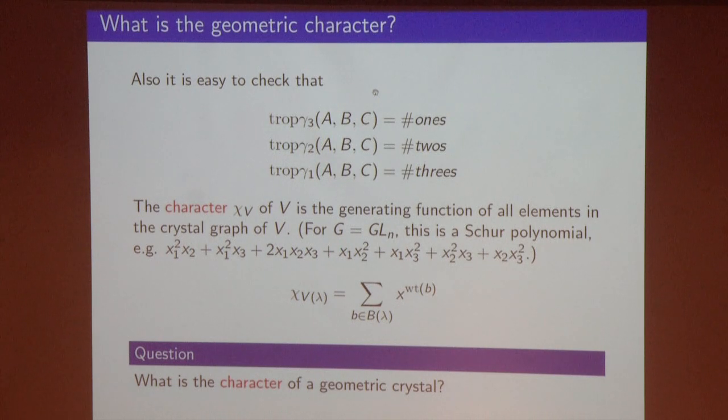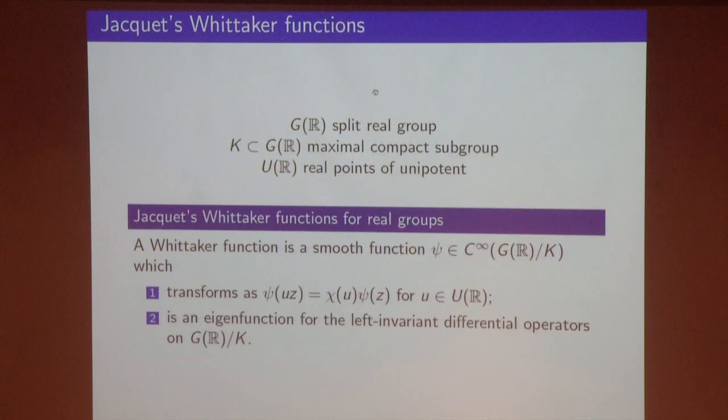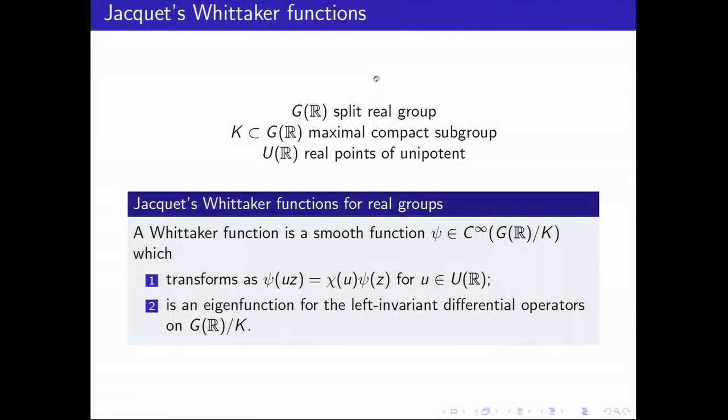So a natural question is, what is the character of a geometric crystal, which is this object in algebraic geometry? It comes with these formulae, which are subtraction-free birational formulae. So the answer is it's a Whittaker function. Let me talk first about Jacquet's Whittaker functions. This is one way to think about them.